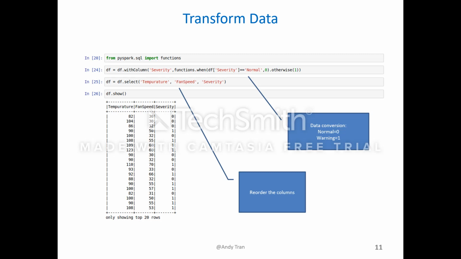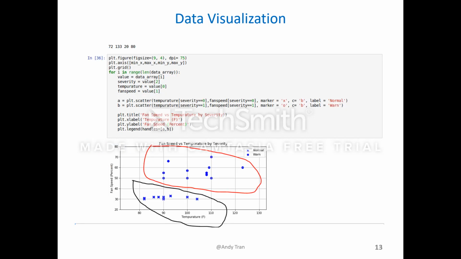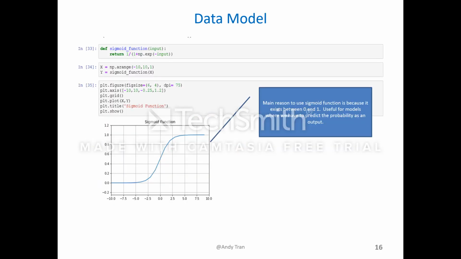Here I reorder the columns, and as you can see here, I looked at the data. Most of the warnings are in the top quadrant, and the normal data points are in the lower quadrant.